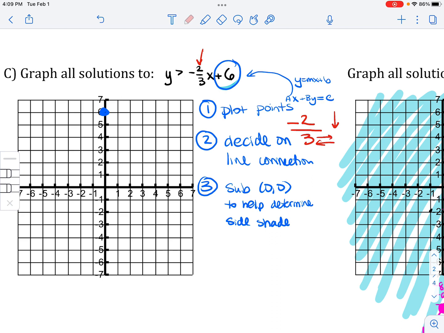If we somehow chose left 3, then watch what would happen. Our line would go down 2 and left 3, and we'd end up with a line that's positive, which doesn't make any sense because the line is negative. So negative tells me to move down, but positive on the bottom tells me I should be moving to the right. So down 2 to the right 3 gets me here.